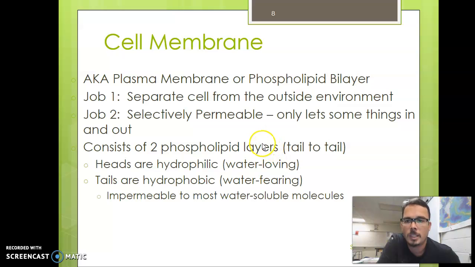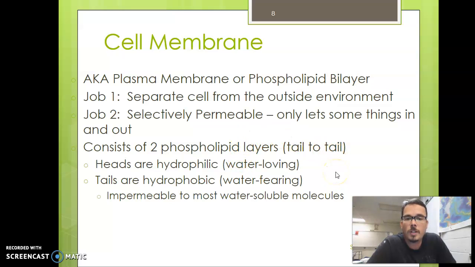The cell membrane is also known as the plasma membrane or the phospholipid bilayer. It has 2 jobs. The first one is to separate the cell from the outside environment, and the second job is for it to only let some things in and out. The terminology for that is called selectively permeable.